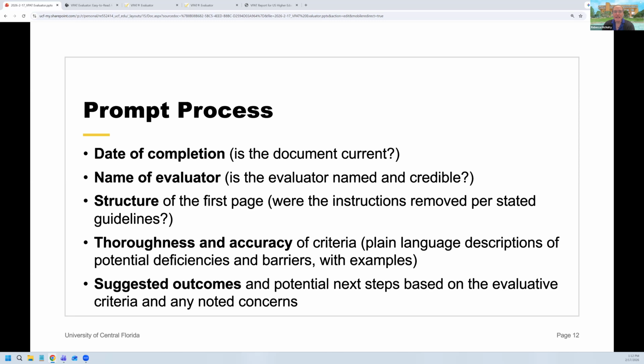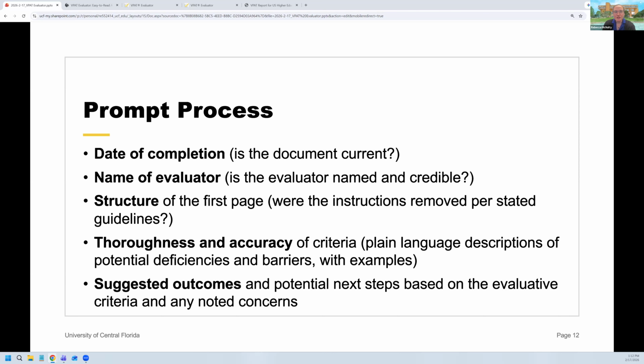It's evaluating the name of the evaluator. Is that person named and credible? This is trying to see if the VPAT was filled out by someone, say, in a sales role, who might be less credible than an outside third-party source that might be more objective in that review.